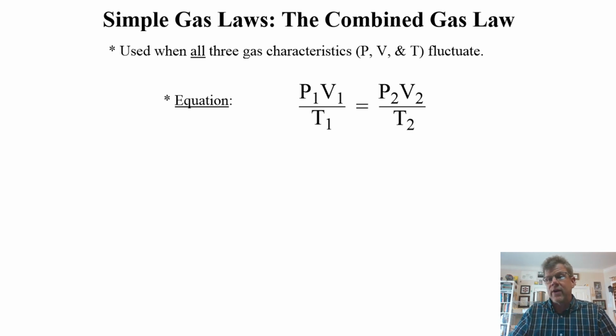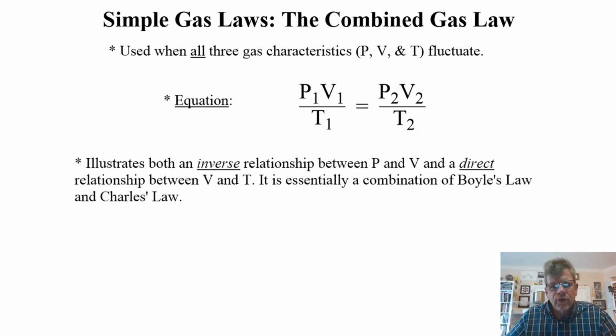There's 6 variables in here. Obviously, 5 will somehow be given to you. You're going to solve for the 6th, but I suggest caution in these, because plugging this many things into one equation can ultimately end up being problematic. It can make it easier to make mistakes. So, as I said before, this illustrates an inverse relationship with pressure and volume and a direct relationship with volume and temperature, this combination of Boyle's and Charles' law, which is the combined gas law.